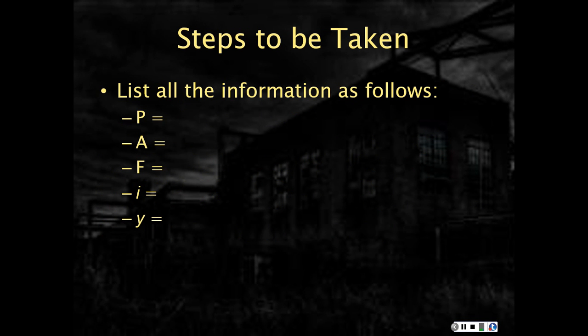So here are the steps to take to solve this. First of all, you should list all the information. I typically put the 5 variables in order on a piece of paper. This is present value, the annual amount, a future value, the interest rate, and the number of years. And again, remember, you're always going to have interest rate and the number of years.